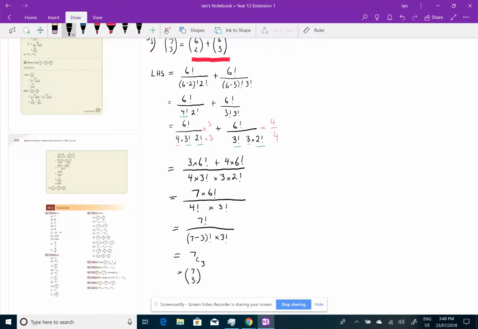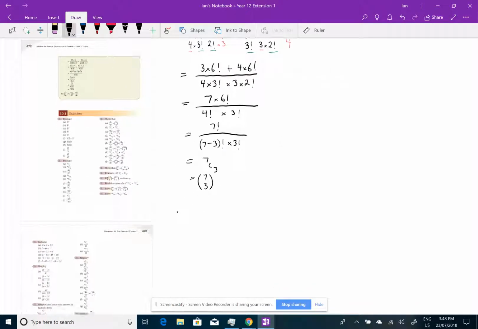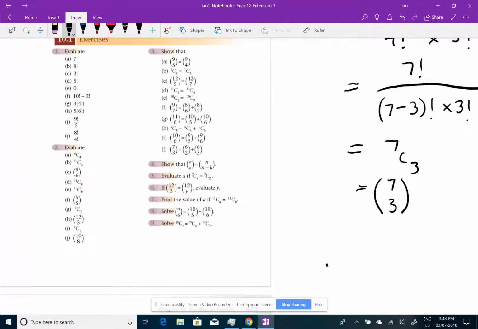Now, I know that's pretty laborious, but you need to go through it and get used to dealing with factorials and rearranging. It comes up in induction. So question 3 is a lot like that. And we did 3A, F and J. I've done 3J for you there.